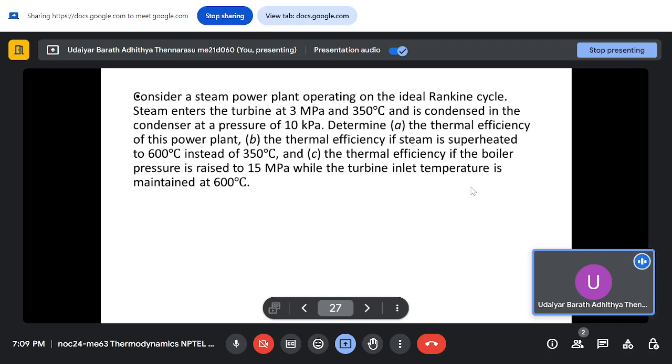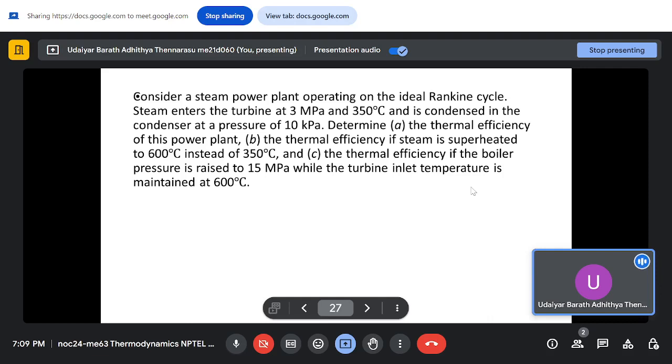Consider a steam power plant operating on the ideal Rankine cycle. Steam enters the turbine at 3 megapascal and 350 degrees Celsius and is condensed in the condenser at a pressure of 10 kilopascal. A: Determine the thermal efficiency of this power plant. B: The thermal efficiency if steam is superheated to 600 degrees Celsius instead of 350 degrees Celsius. And C: The thermal efficiency if the boiler pressure is raised to 15 megapascal and the turbine inlet temperature is maintained at 600 degrees Celsius.